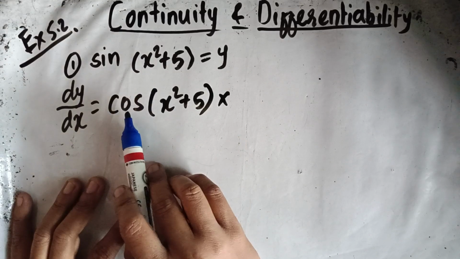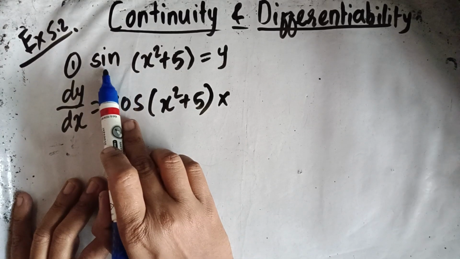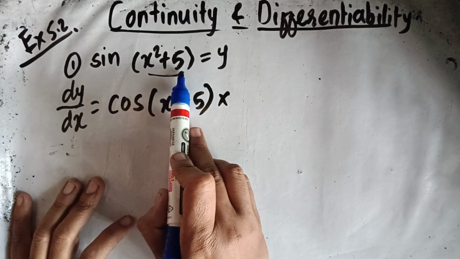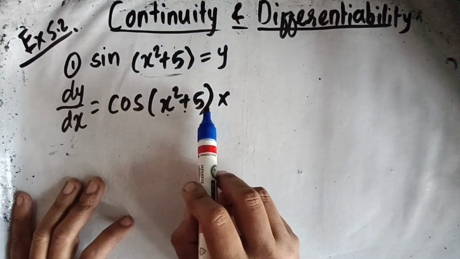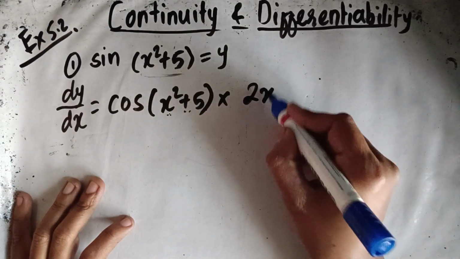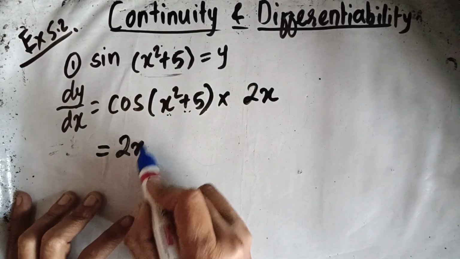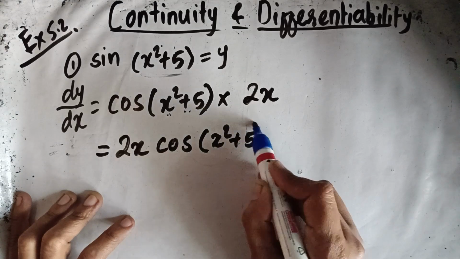for composition of functions, composite functions you have to use this. First you have to differentiate the outer function and then the other function which is inside, x square plus 5. The derivative of x square is 2x and of 5 is 0. So the final answer is 2x cos of x square plus 5.